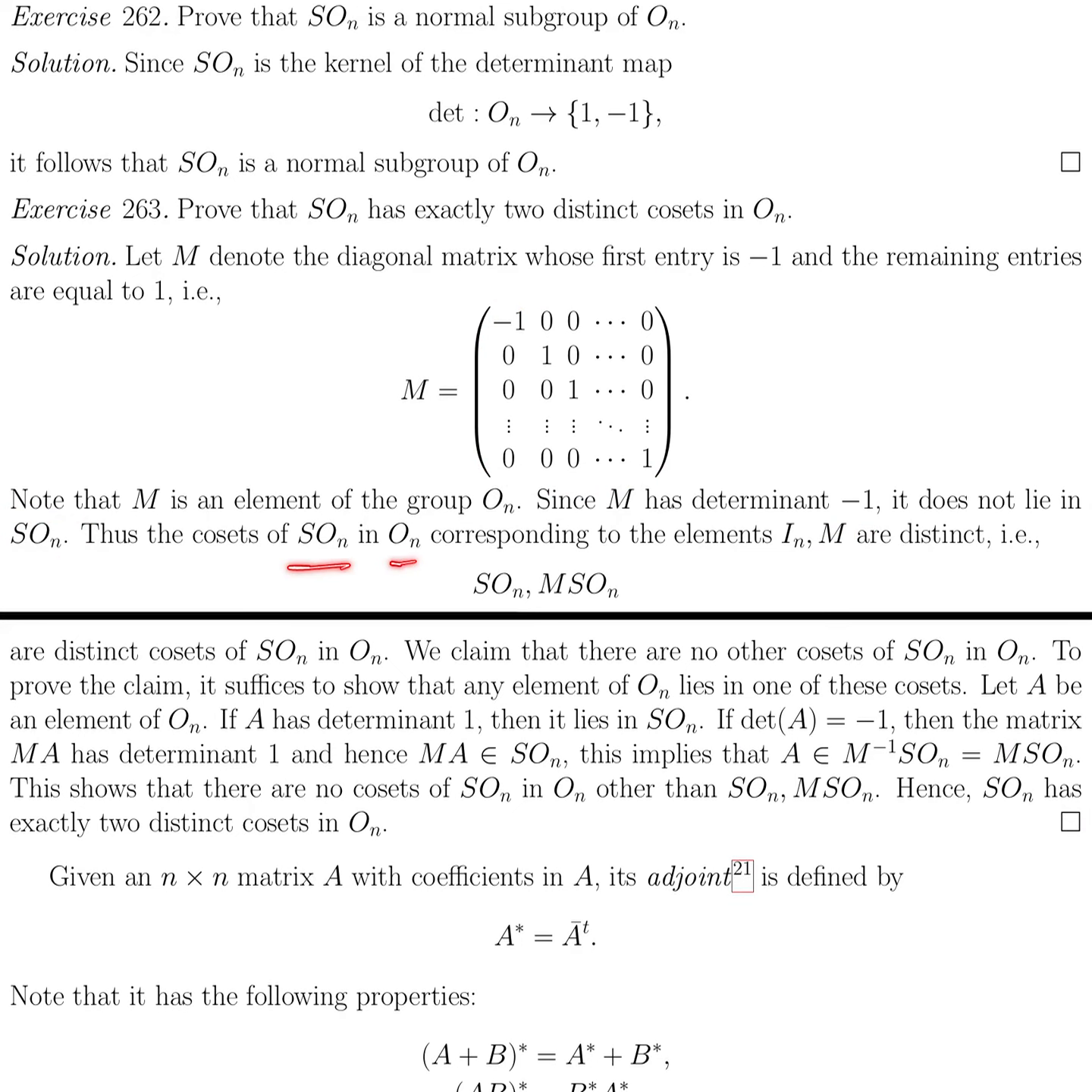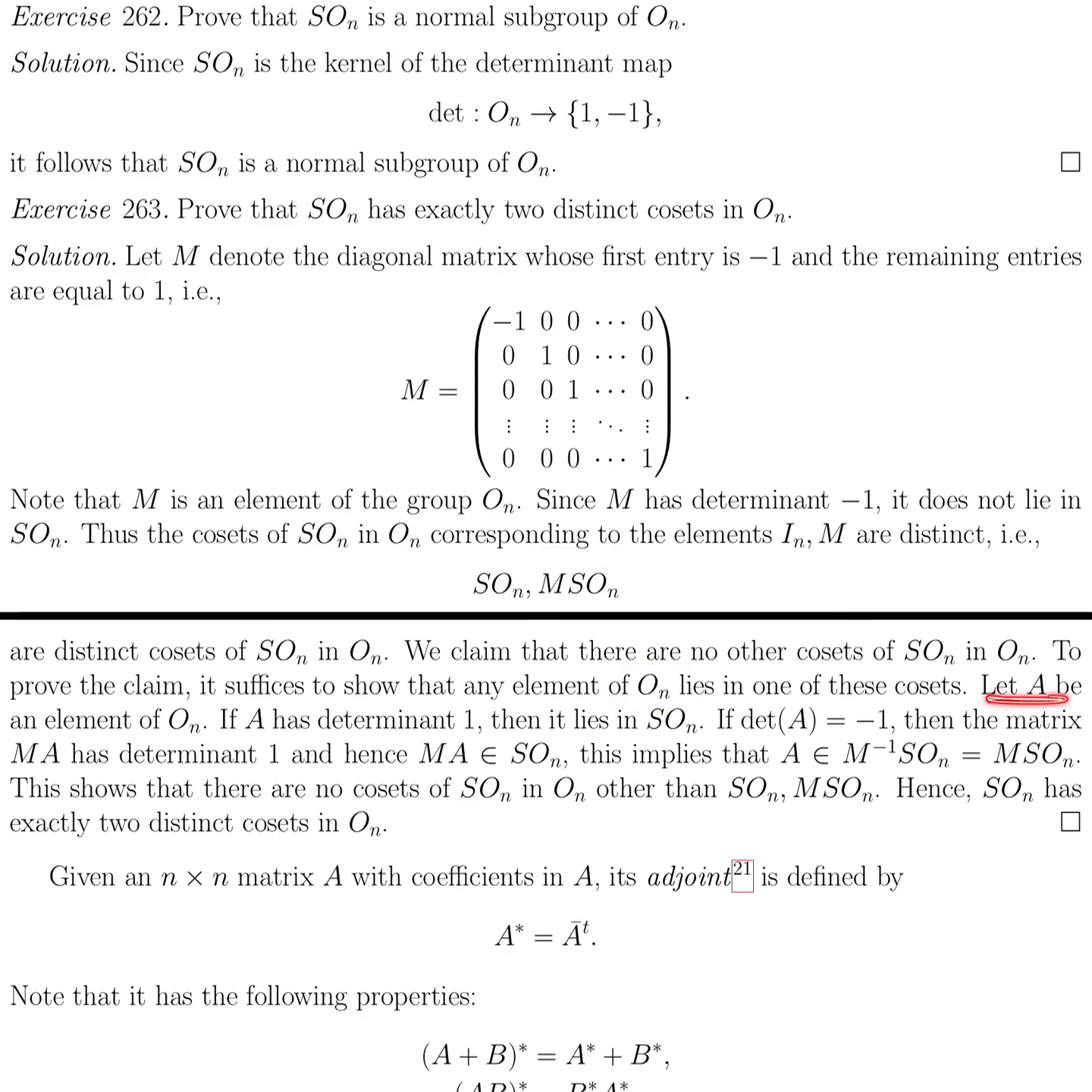So the cosets of SOn in On corresponding to these two elements are distinct, that is SOn and M times SOn, because M does not lie inside SOn. Now we claim that there are no other cosets of SOn in On. How to establish that? There are several ways, so let's follow one approach. You pick an element of On and try to show that it lies either inside SOn or inside M times SOn.